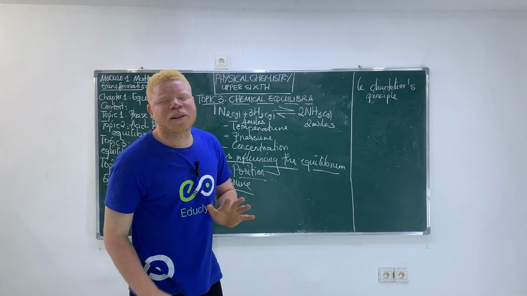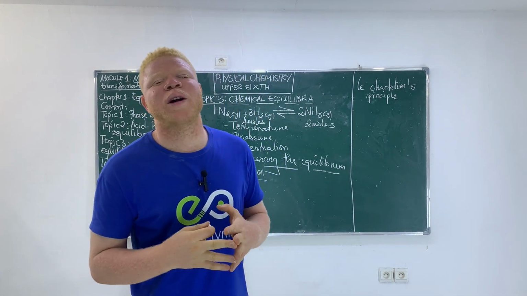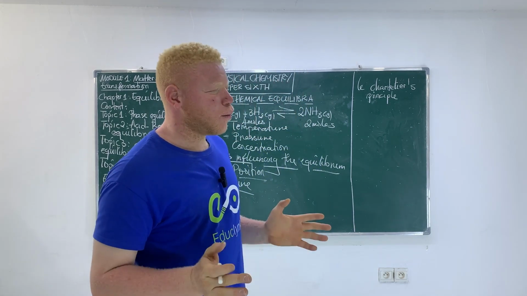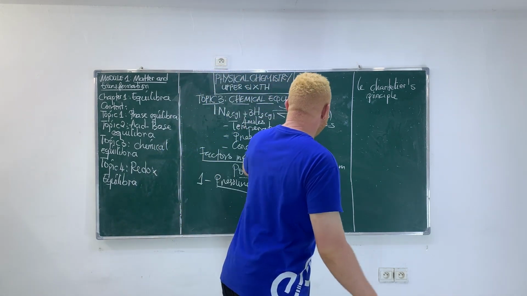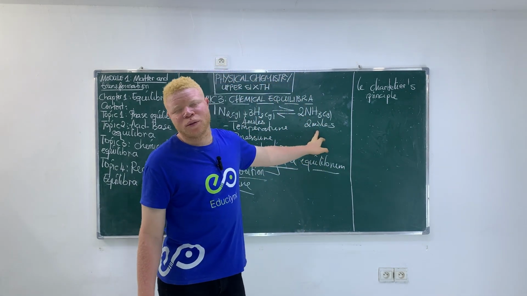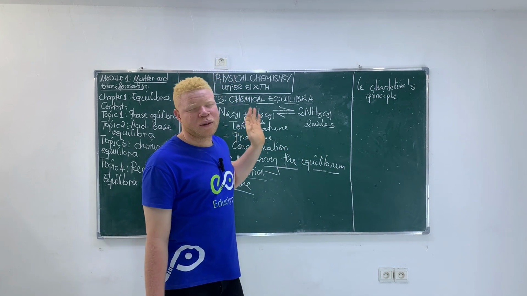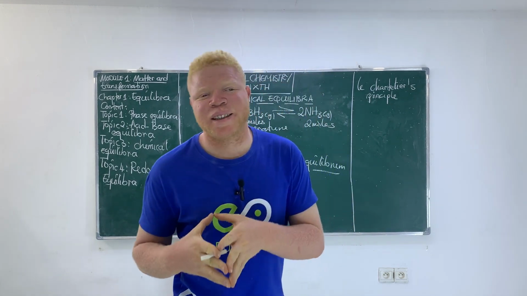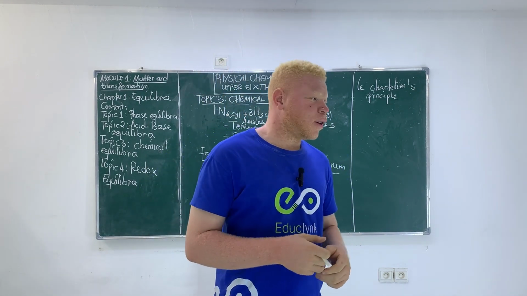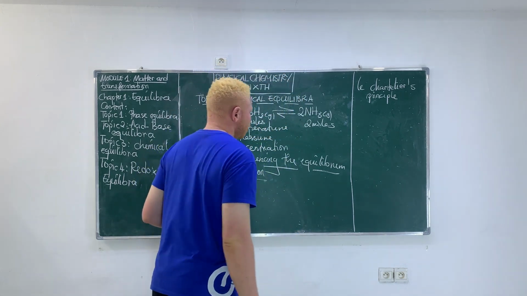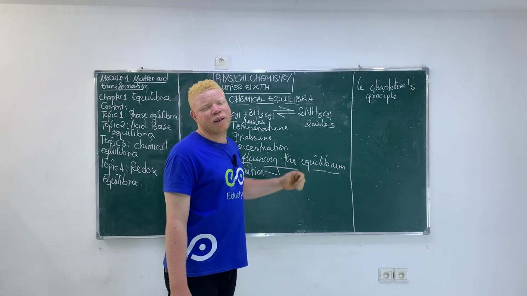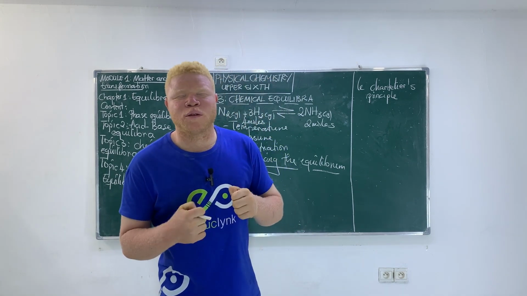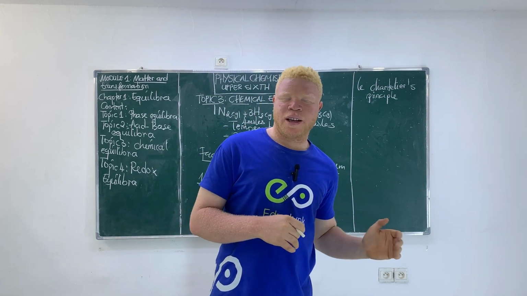Then an increase in pressure will shift the equilibrium position to the side where the number of moles is lesser. We compare the number of moles on the left and on the right. On the right, the number of moles is 2. On the left, the number of moles is 4. The equilibrium position will shift to the side where the number of moles is less if pressure increases. In this case, increasing pressure shifts the equilibrium position to the right. Decreasing pressure, the reverse is true. Decreasing pressure shifts the equilibrium position to the side where the number of moles is more.